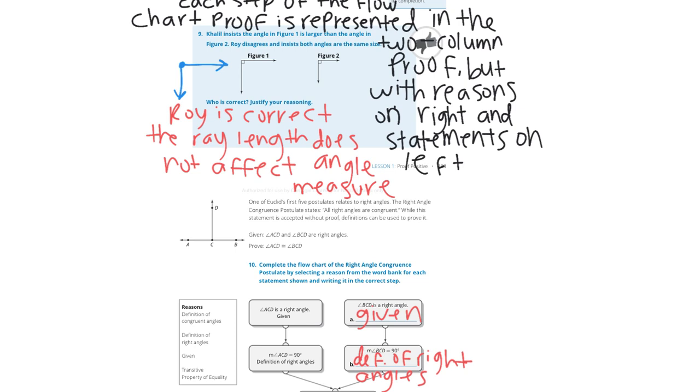Okay, so who is correct? Justify your reasoning. I hope you guessed it right. Roy is correct. The ray length does not affect angle measure. Okay. I think that one's pretty self-explanatory.